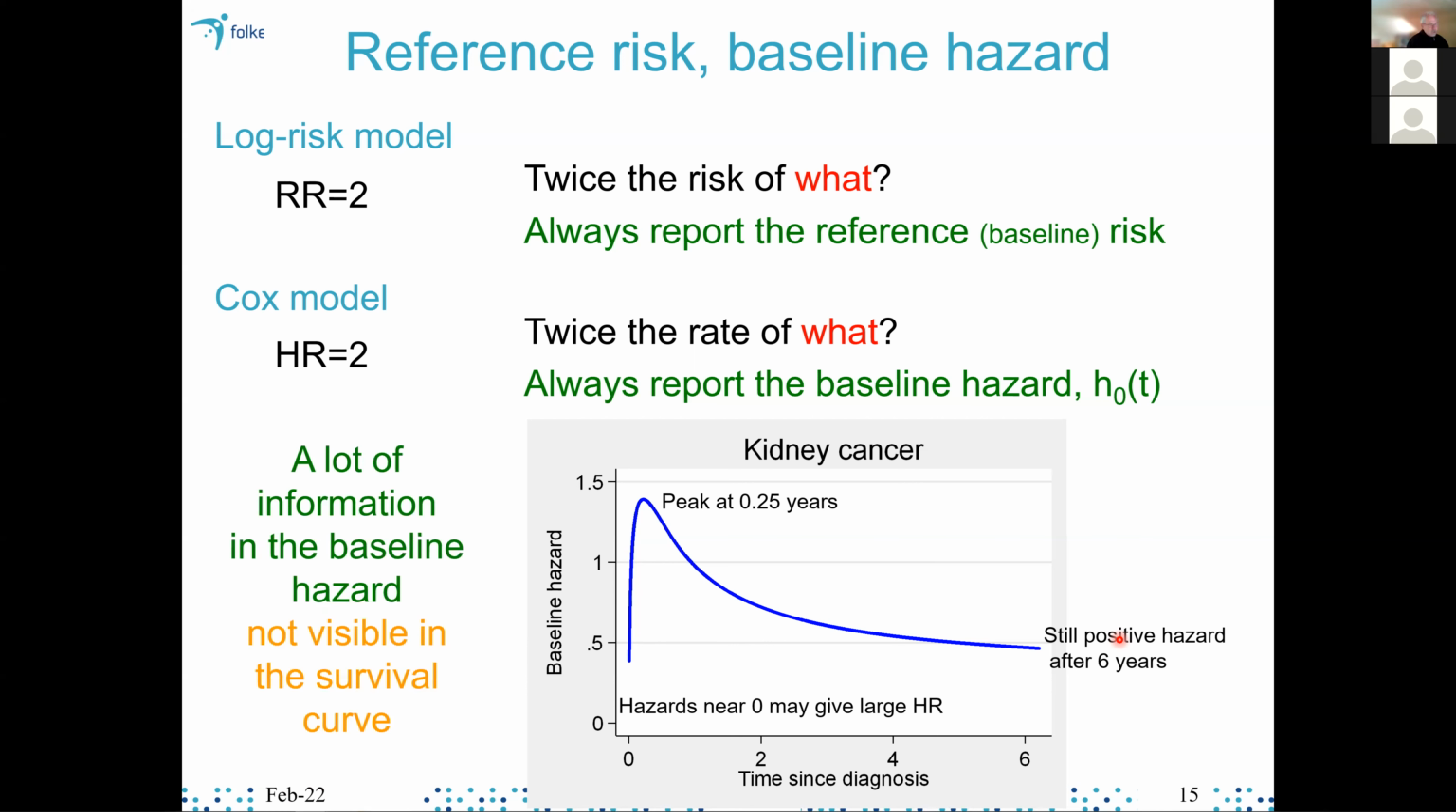And as we shall see, this information in the baseline hazard is not visible in the survival curve. Many people think that if they just show the survival curves, they've shown all the information there. That's not true. There's a lot of extra information in the baseline hazard. Questions or comments on this?